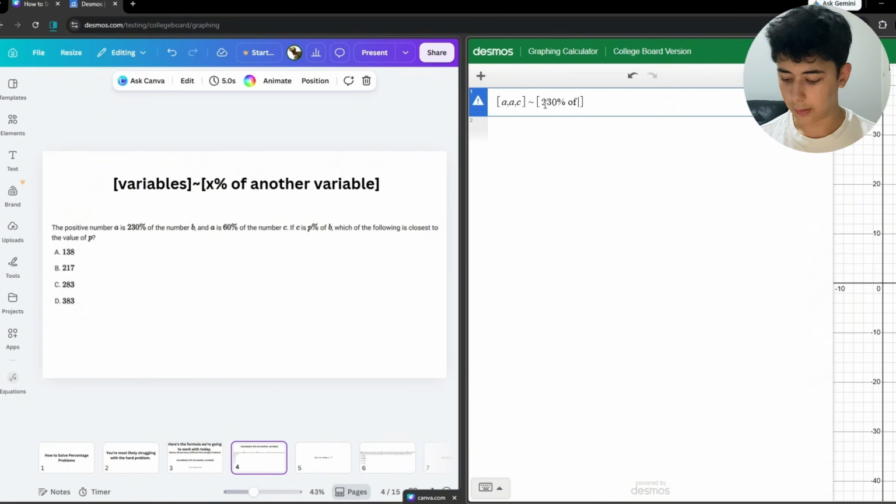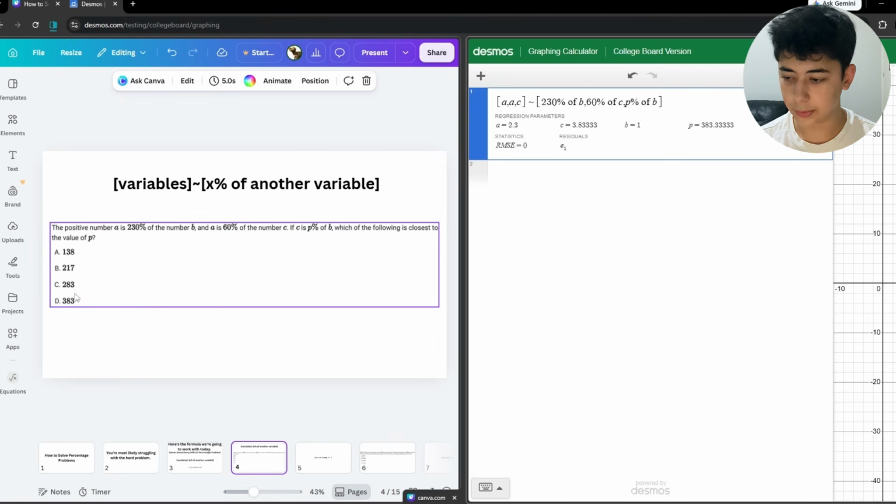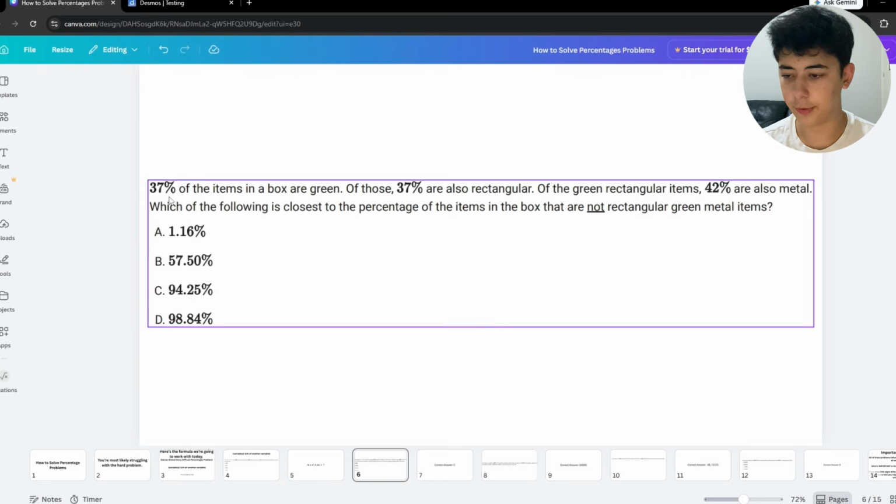And then on the other side, you're going to write 230% of b, then 60% of c. Then you're going to write p% of b. It's very simple, and Desmos gives you the answer, which is p is equal to 383. So the correct answer in this case is actually going to be D. Now on to the next problem.